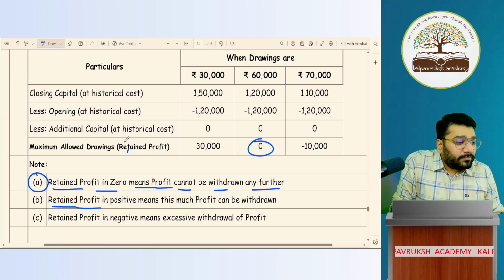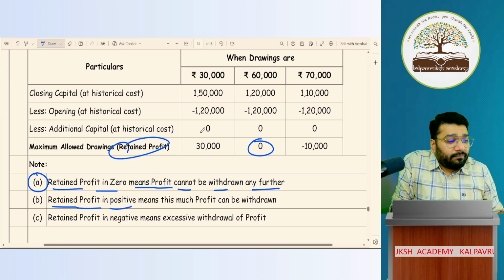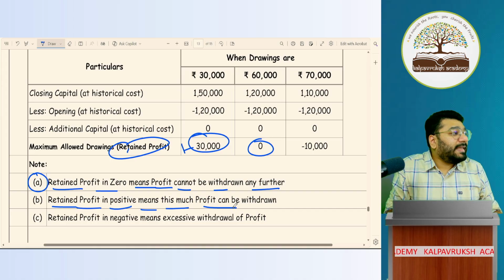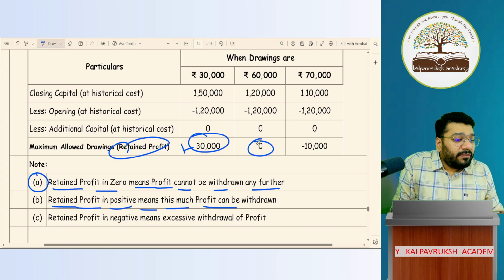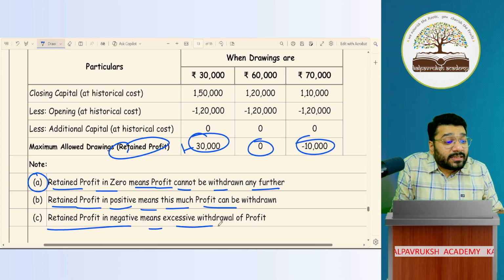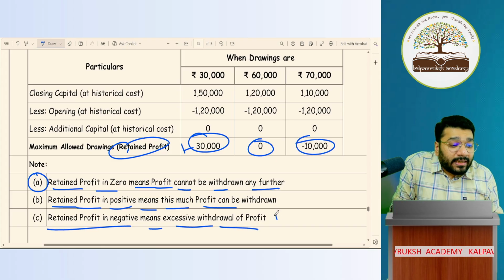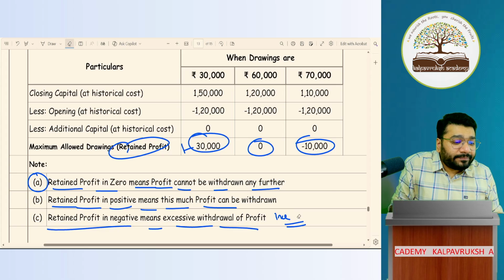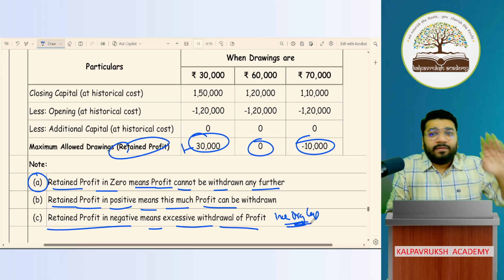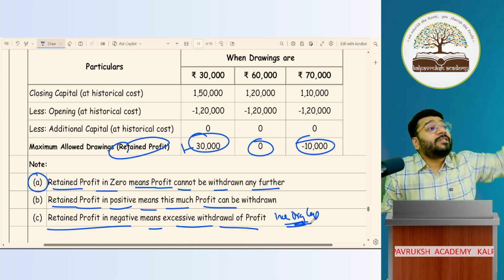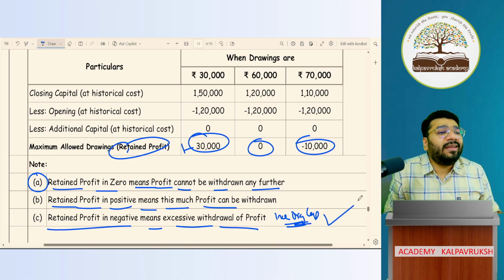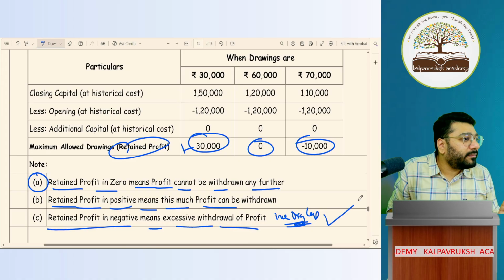If retained profit is positive, it means this much profit can be further withdrawn. If retained profit is negative, it means excessive withdrawal of profit, including original capital. So you've not only withdrawn profit, boss, you've withdrawn the original capital. So from here, the downfall of this company will begin. Okay, not okay?